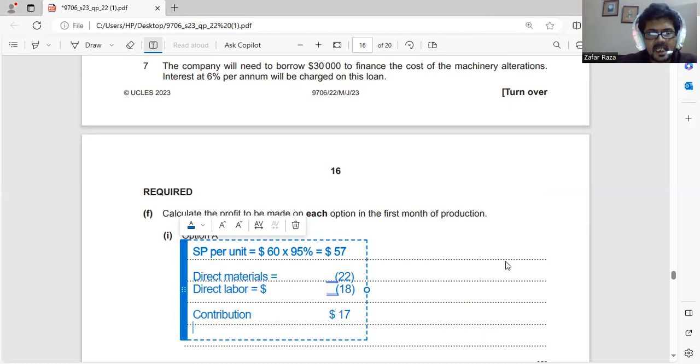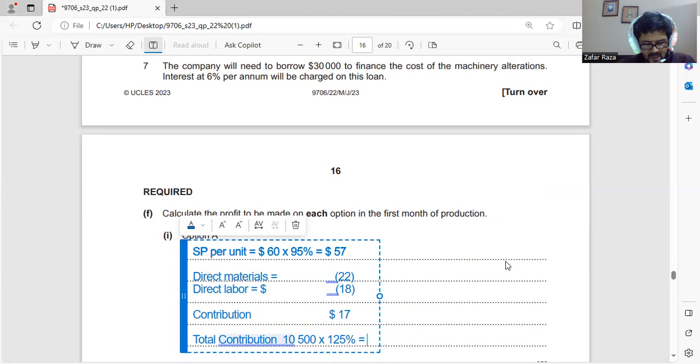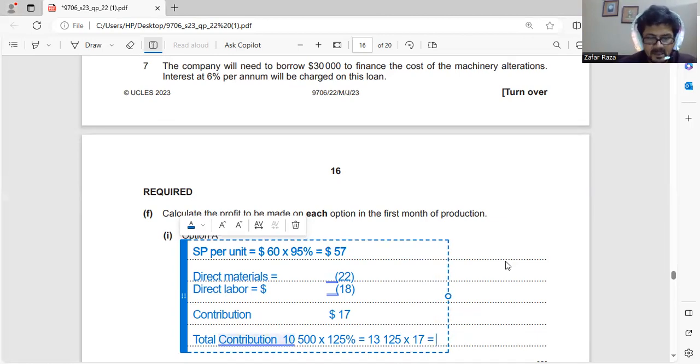So if we are working on 25% more capacity, what would be total contribution? Total contribution is equal to 10,500, the present capacity, multiply by 125%. That means 13,125 units, multiply by $17 contribution. So total contribution would be $223,125.